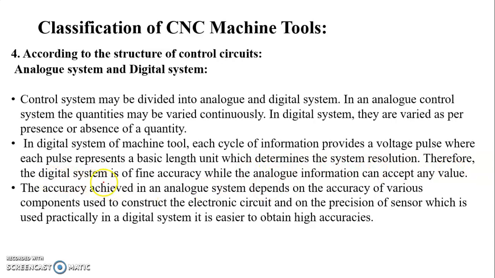Therefore, the digital system is of fine accuracy while the analog information can accept any value. The accuracy achieved in an analog system depends on the accuracy of various components used to construct the electronic circuit and on the precision of the sensor which is used. Practically, in a digital system it is easier to obtain high accuracy.